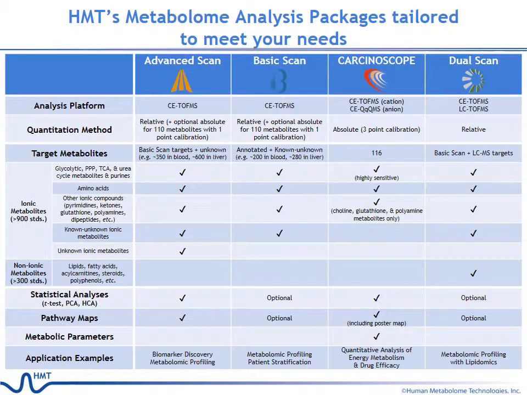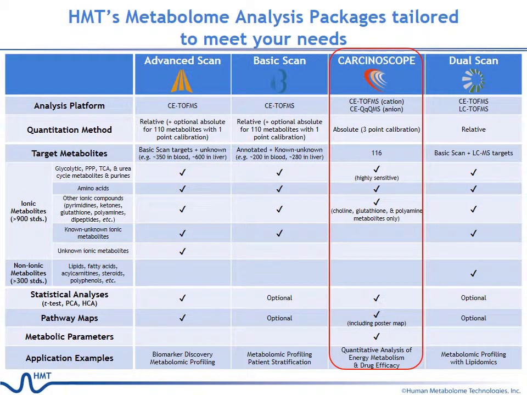HMT has a number of analysis packages that are tailored for biomarker discovery, basic profiling, and lipid analysis. We have our basic scan, which is an untargeted analysis approach, which utilizes our annotation list of over 900 compounds. In addition, the advanced scan option, which is best suited for biomarker discovery, not only reports peaks from our annotation list, but also reports unknown compounds that were detected. Our dual scan combines our CE technology with LC-MS to report both the polar compounds as well as fatty acids and steroids.